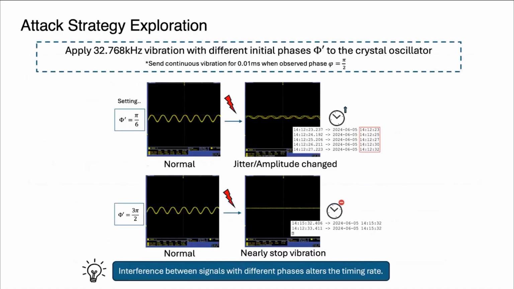We also discovered an interesting phenomenon. When we intermittently send vibration signals with different initial phases, the EM signals from the crystal show corresponding phase shifts. Recalling how the RTC keeps time, this led us to the core idea behind changing the timing rates. By intermittently emitting ultrasonic waves with specific initial phases, we could induce additional resonance in the crystal, shifting the edge trigger moments and thus altering the timekeeping.